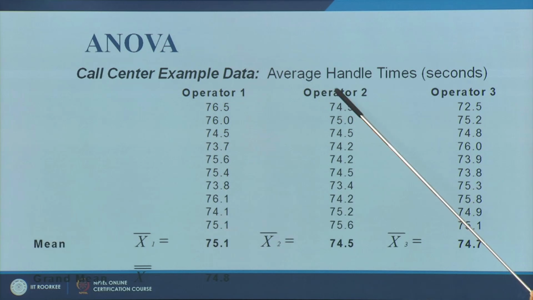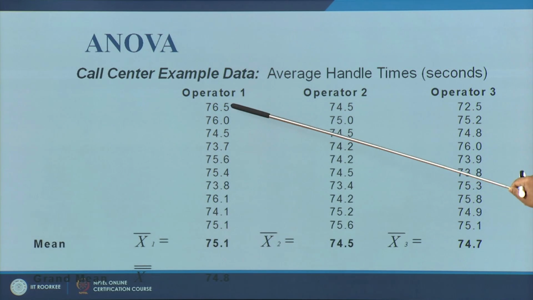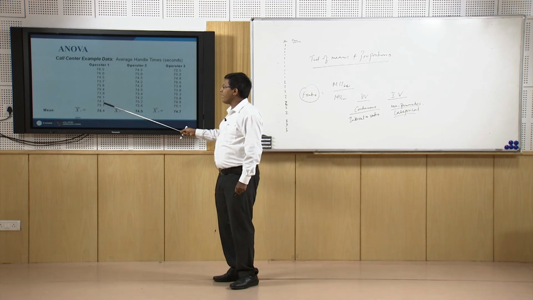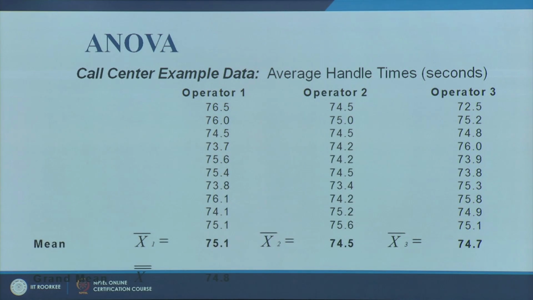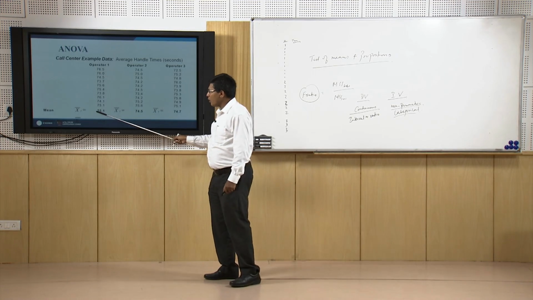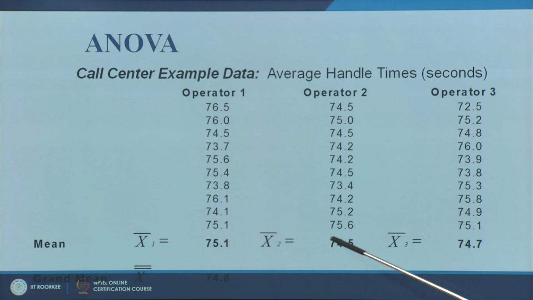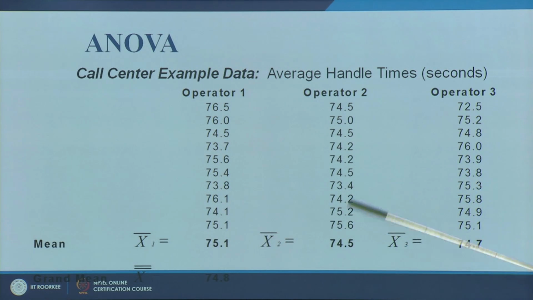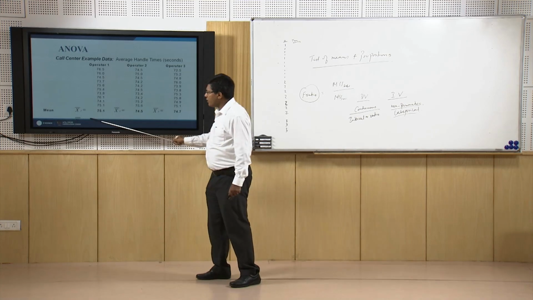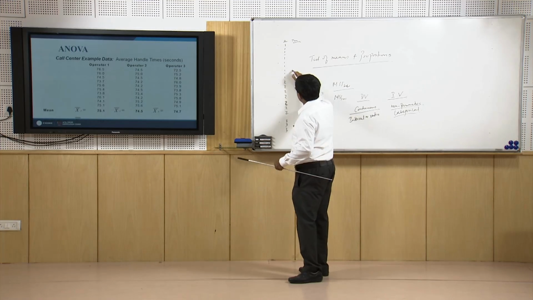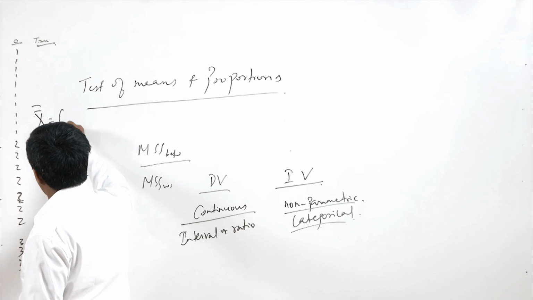Now, let us take the x1. There are 3 groups, and there are 10 participants in each group. This is a case of equal participation; there could also be a possibility of unequal participation. So, x1 is 75.1, x2 is 74.2 and x3 is 74.7. These are the means of the first, second and third operator. And x double bar is called the grand mean.